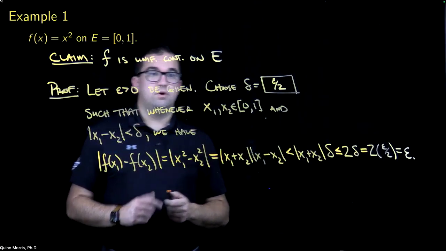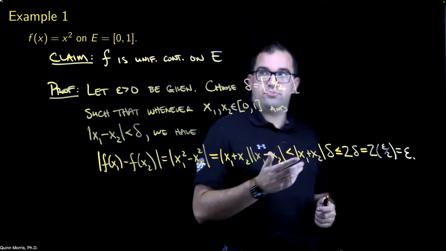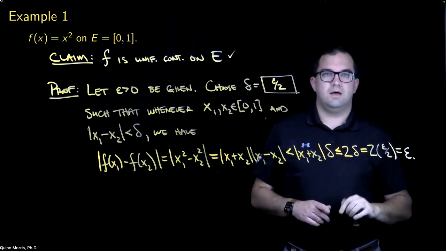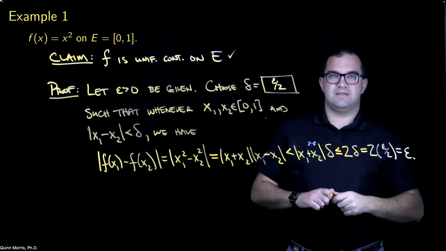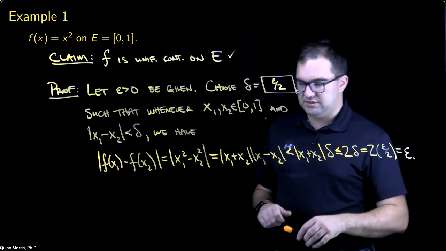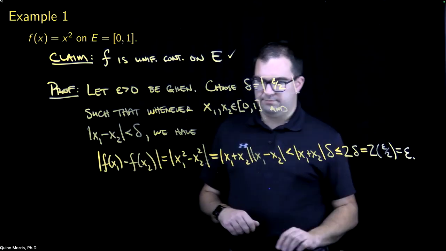Okay. So this is sort of a nice first run through. We've proven our claim, check. This function f of x equal to x squared is uniformly continuous on this closed interval [0, 1].